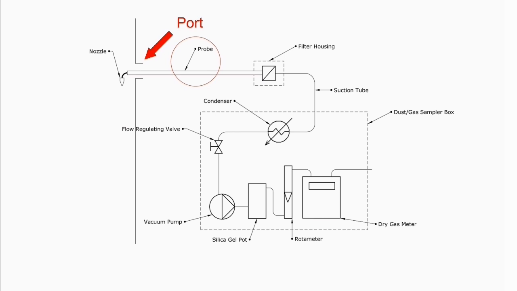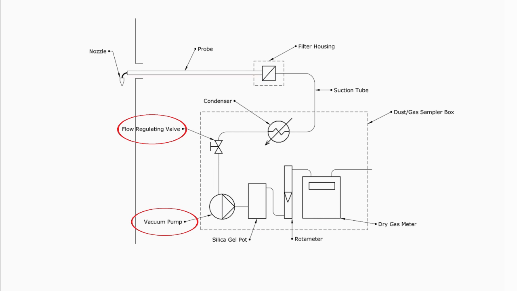The probe is then inserted into the side of the stack and the nozzle is faced towards the gas flow. The pump is started and gas is pulled into the sampling system. Measurements taken using this sampling arrangement are recorded on a dry basis, in other words, no moisture. The moisture in the gas stream is being removed by the conditioning system, which consists of a condenser pot and silica gel pot. The condenser knocks out water vapor, and the silica gel absorbs any remaining moisture.